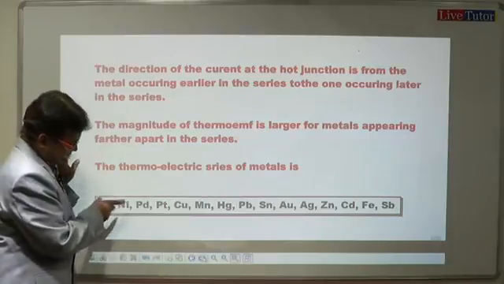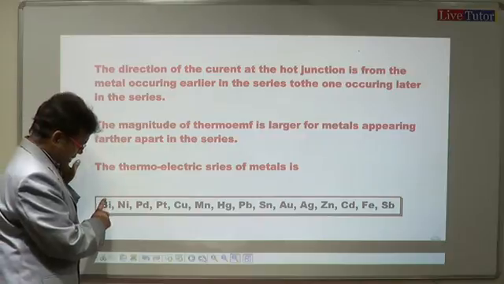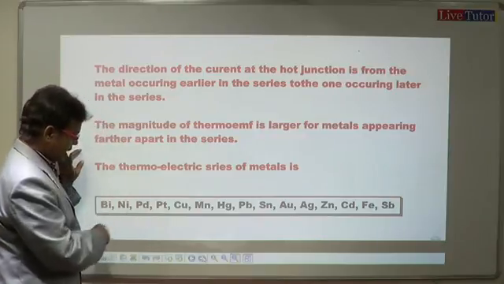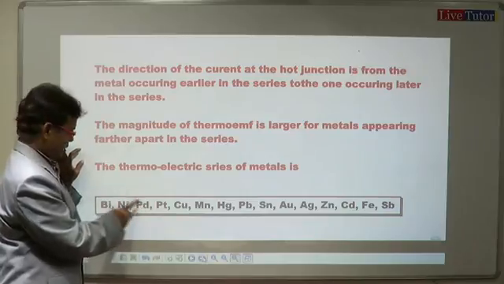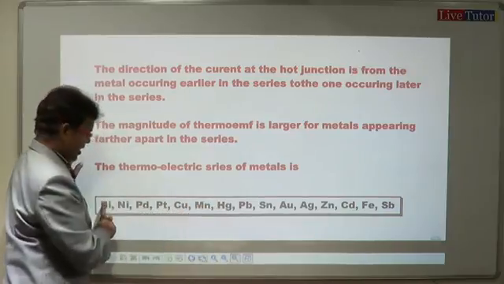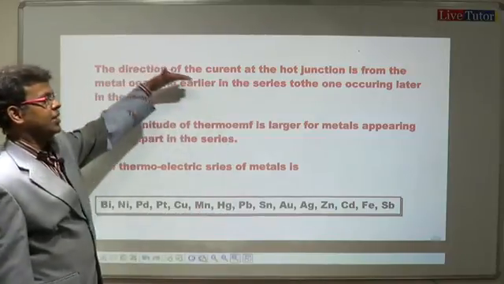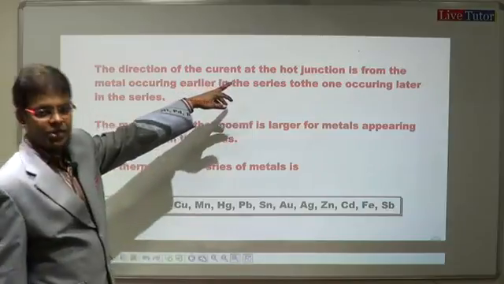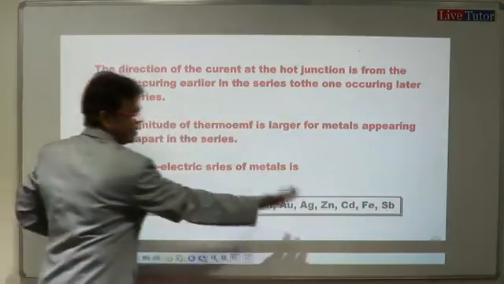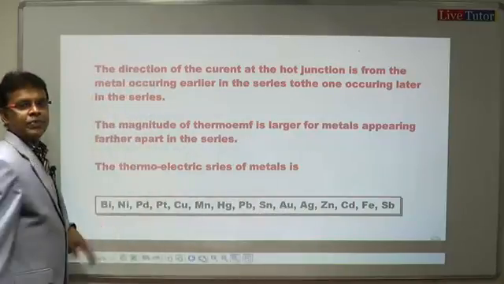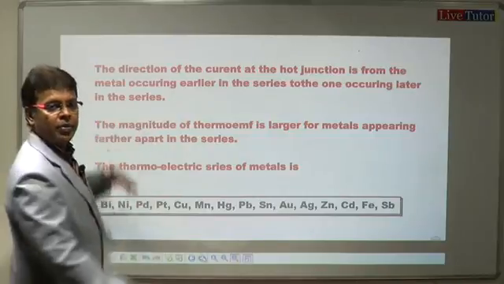இதுல ஏதாவது ரெண்டு எடுத்துக்கிட்டீங்கன்னா the direction of thermo EMF only will be from the, say for example bismuth and nickel எடுத்துக்கோங்க. bismuthல இருந்து நிக்கல். சப்போஸ் நிக்கல்ல இருந்து பிளாட்டினம். சப்போஸ் பிஸ்மத்ல இருந்து மெர்க்குரி எடுத்தா இங்க இருந்து இப்படி போகும். So that is what the second point says. The direction of current at the hot junction, remember hot junction, is from the metal occurring earlier in the series to the one occurring in the later. இதுல இந்த பக்கம் போகுது.